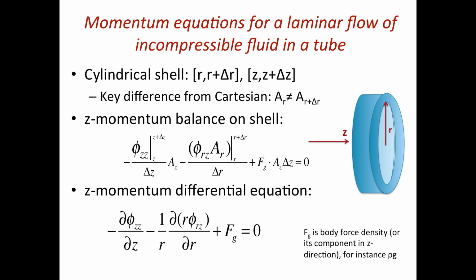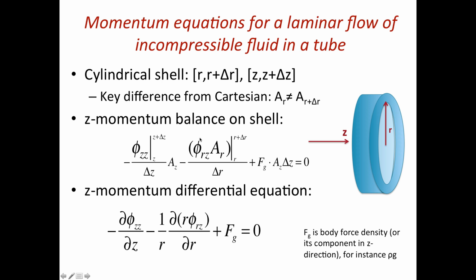We are actually, when we are looking at flowing tube, using the cylindrical coordinate system, and our little shell that we are considering is cylindrical. So it goes between r and r plus delta r and z plus delta z. So it's sort of a donut.